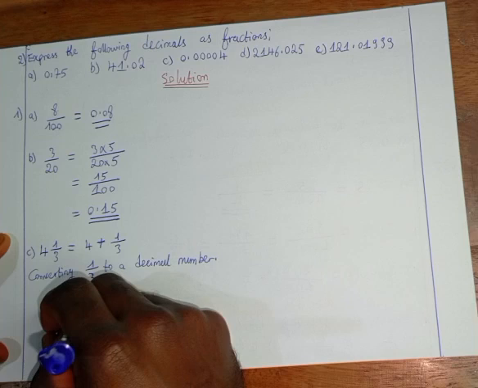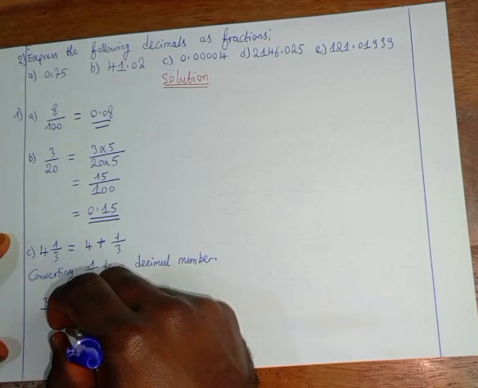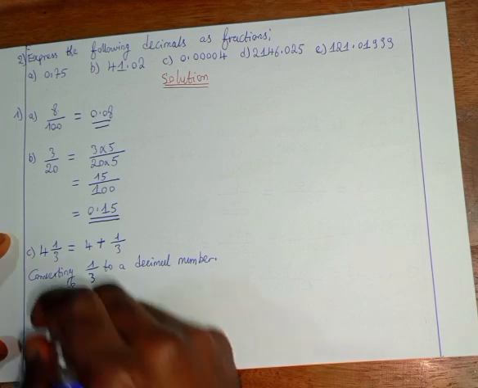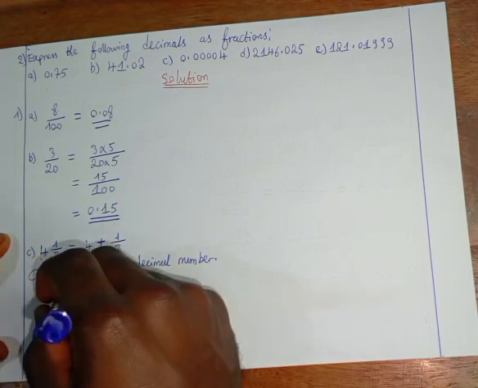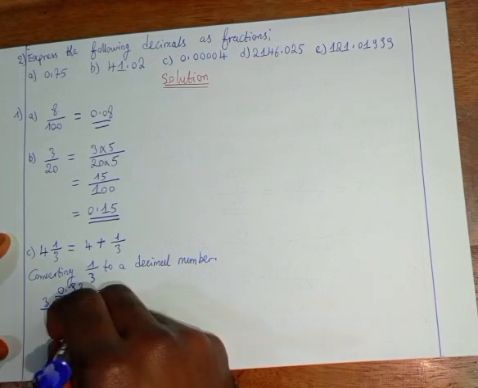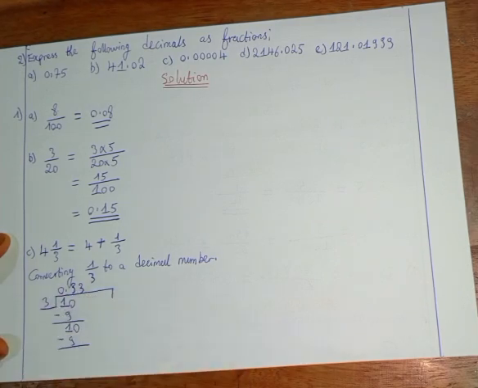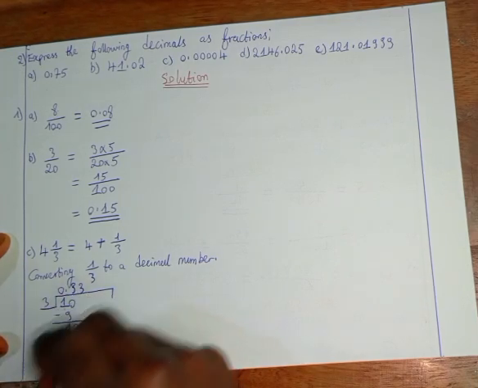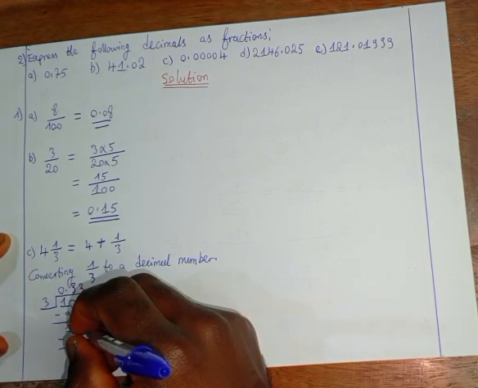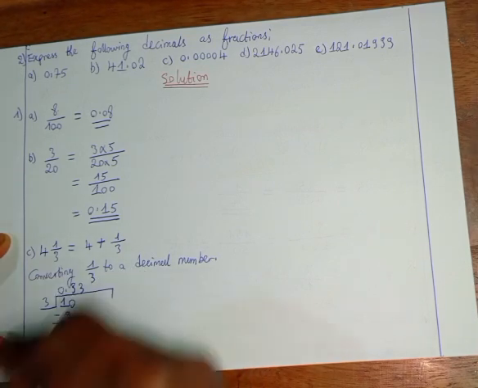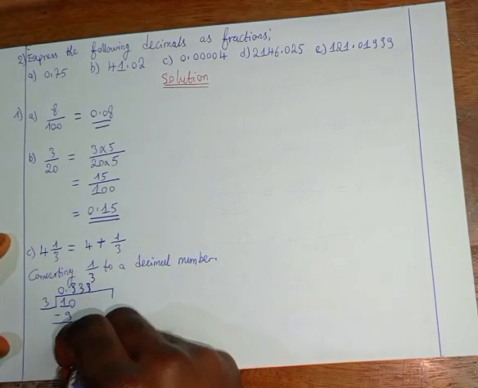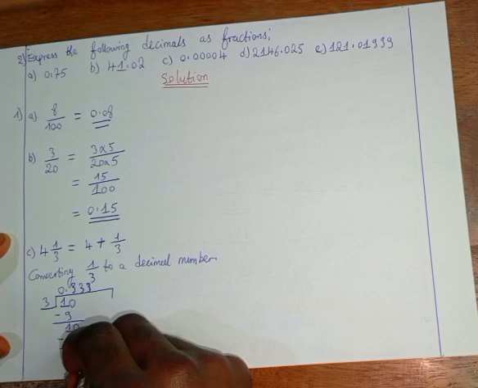10 minus 9 gives us 1. 1 is less than 3. We attach a 0 for the second decimal place. 10 divided by 3 gives us 3. 3 times 3, 9 again. Subtract, gives us 1. 1 is less than 3. We attach a 0 for the third decimal place. 10 divided by 3 gives us 3. 3 times 3, 9. We subtract, gives us 1 again.